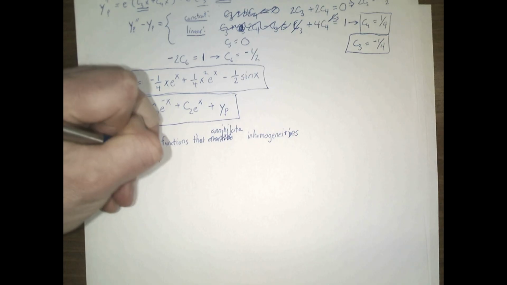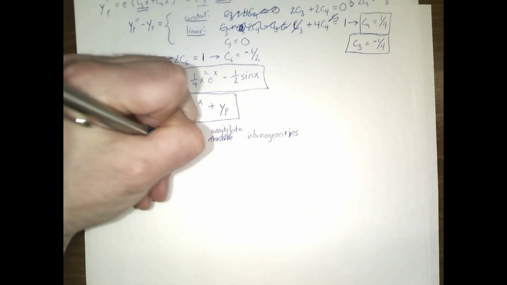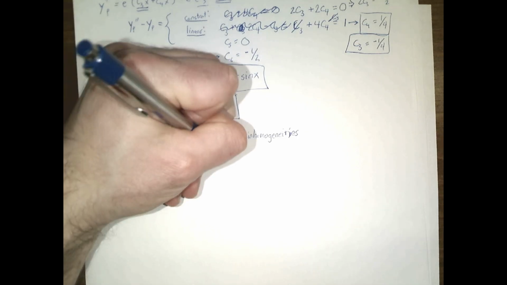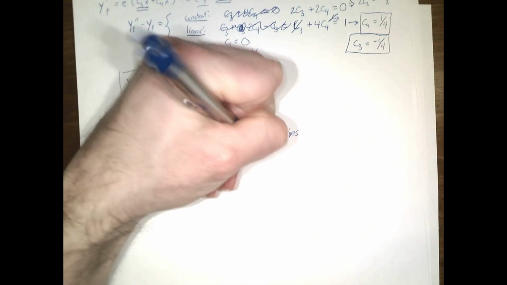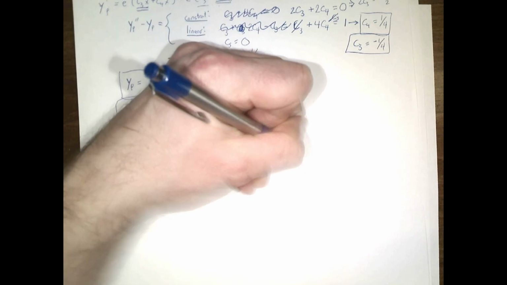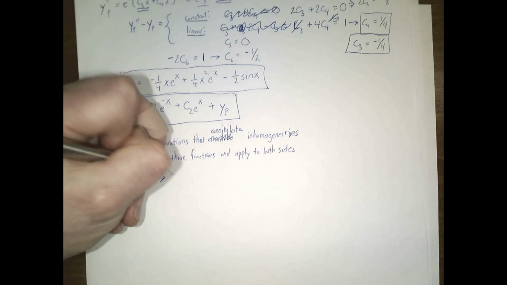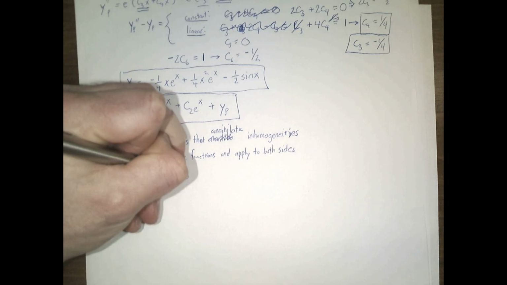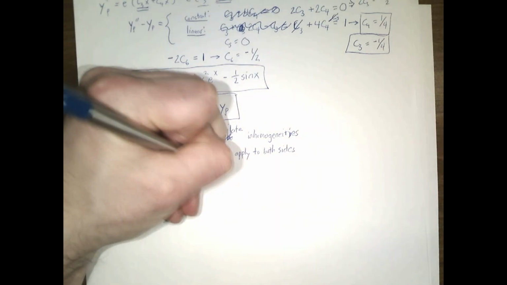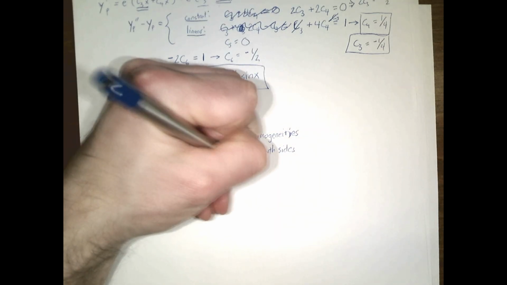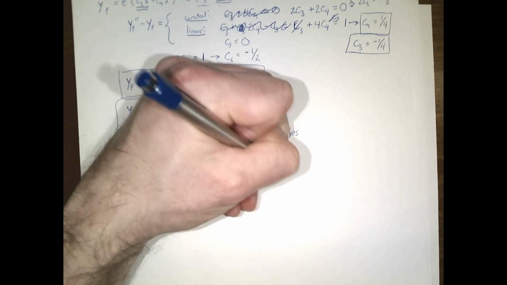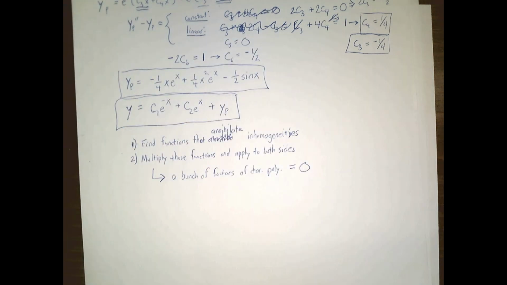You're going to multiply those functions and apply to both sides. The result is a bunch of factors of a characteristic polynomial equal to 0. So now essentially you have like a new and improved characteristic polynomial, where if you find all the roots of that, whether they're real, repeated, or complex, you should know what the solutions look like.